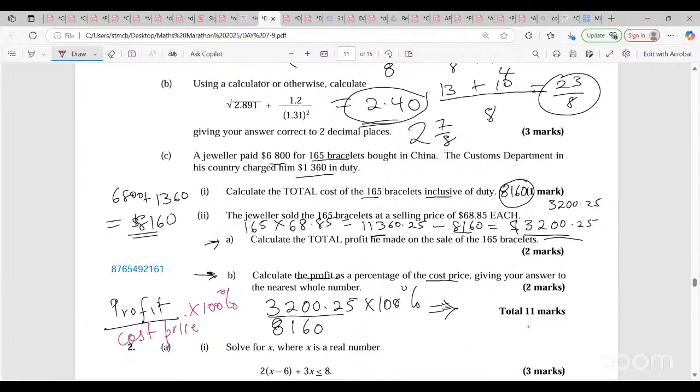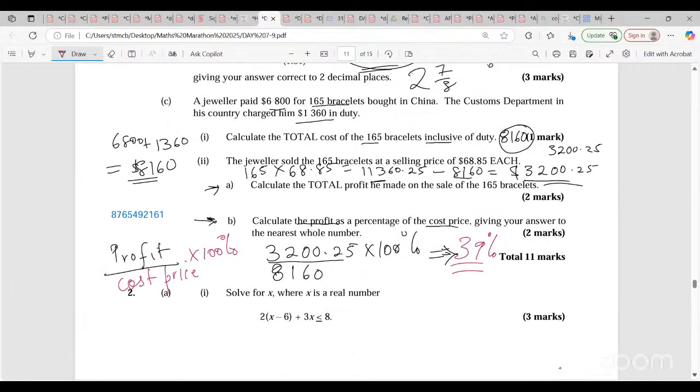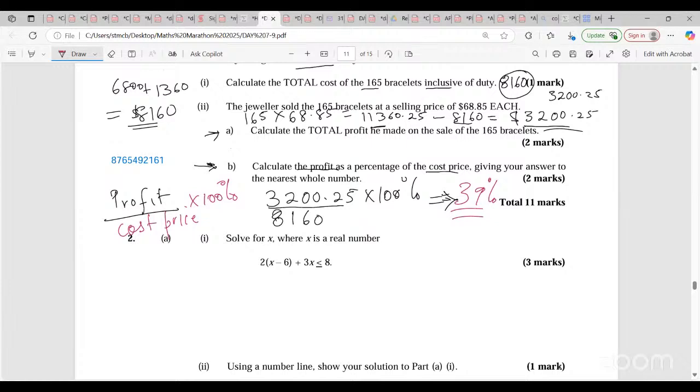Yeah, Shanice, but remember they said to the nearest whole number, right? So the nearest whole number will be 39. All right, so we are in agreement that it's 39%. Somebody said they don't agree, guys. I could go and check it till they figure it out. Go with it, guys.